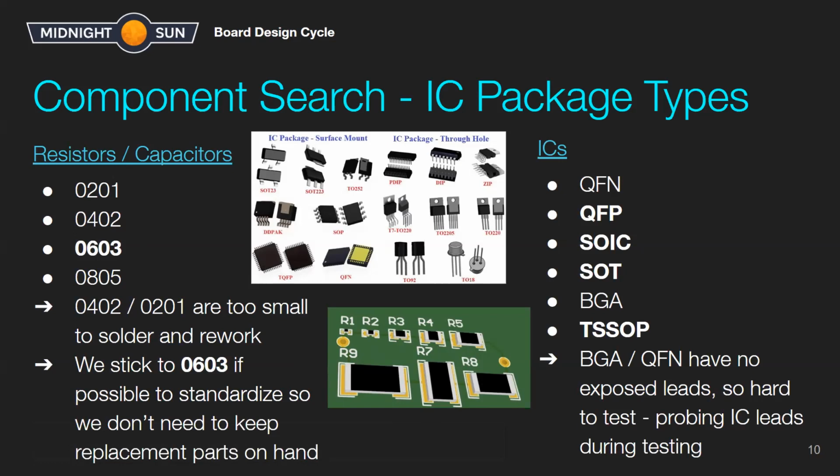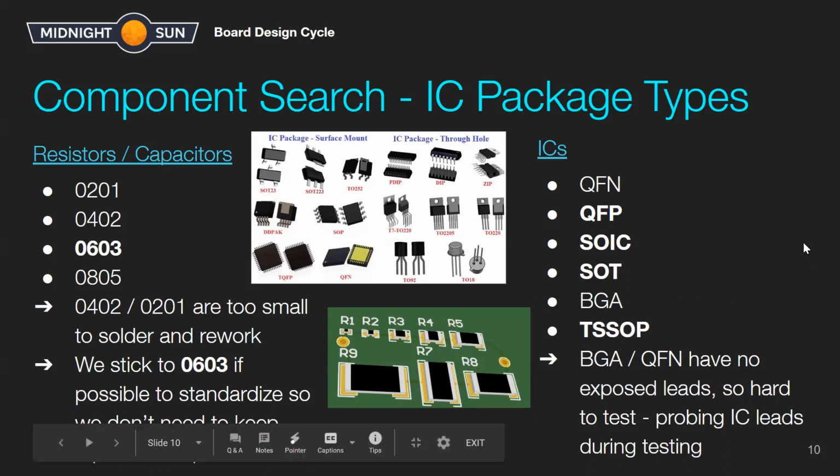Soldering 0201 components by hand is possible, but it's a pain. 0402 components you can do if you're pretty good at it, if you've had some practice, but we stick with 0603 so that we can standardize on having one type of resistor in stock, so that we don't need 5 different component sizes of each value of resistor. We just like to keep one on hand and use that in all our designs so we have fewer parts in our bins. For ICs, there's a bunch of different packages.